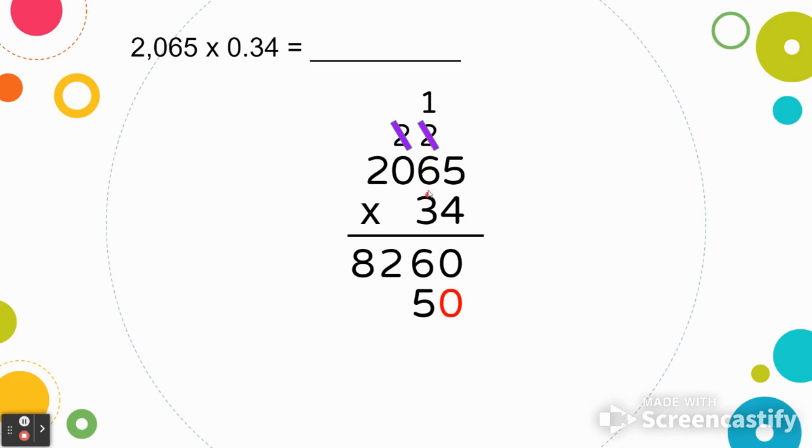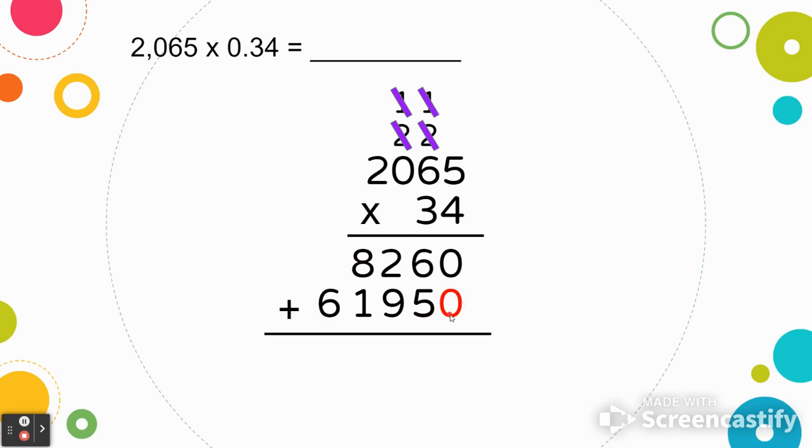So 3 times 6 is 18, plus 1 is 19. So place a 9 down here, regroup the 1 on top of the next digit we'll be multiplying by, which is the 0. 3 times 0 is 0, plus 1 is 1. So we put a 1 down here in the thousands place. Be sure to cross off the ones because we've already added them. Finally, 3 times 2 is 6. So 2,065 times 30 is 61,950.